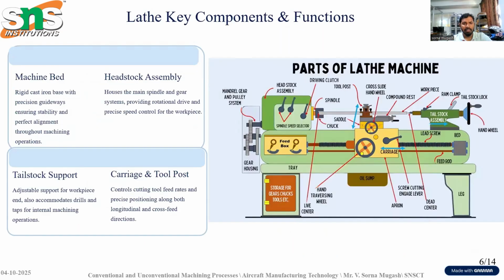And the next one is lathe key components and functions. Breaking down the lathe: the machine bed, the rigid cast iron base with guide ways, ensures rock-solid stability. The headstock assembly powers the spindle with gears and speed control, and the tailstock supports the workpiece end and handles drills or taps. Finally, the carriage and the tool post manage the feed and positioning, longitudinally or crosswise. These components are illustrated here and turn raw stock into aerospace-grade components with unwavering accuracy.